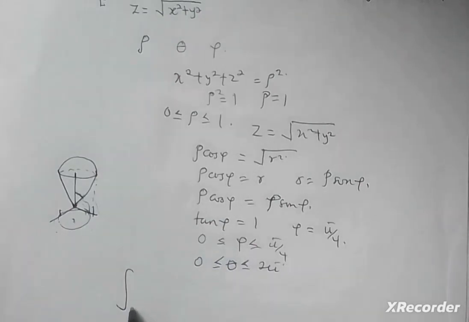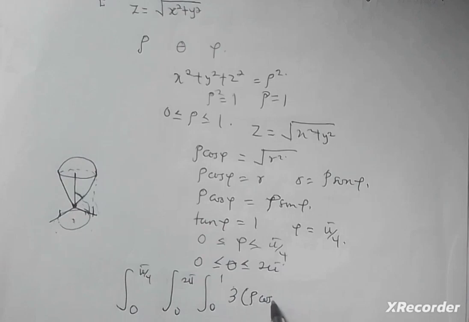We introduce our limits. Our phi is 0 to pi on 4, integral 0 to 2 pi, then finally 0 to 1 of 3z. You know that z is what? Rho cos phi. Sorry, I interchanged the rho. Then dv, you multiply rho squared sine phi, d rho, d theta, d phi.